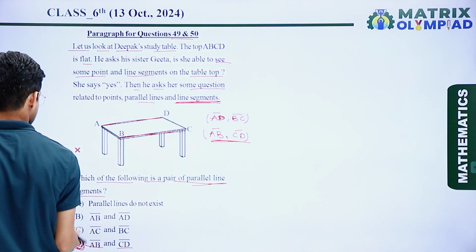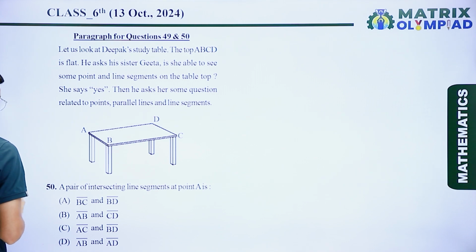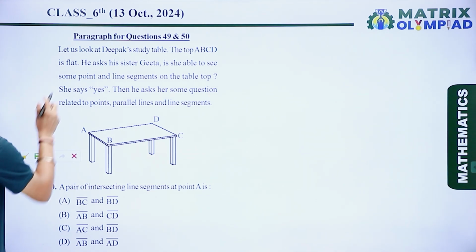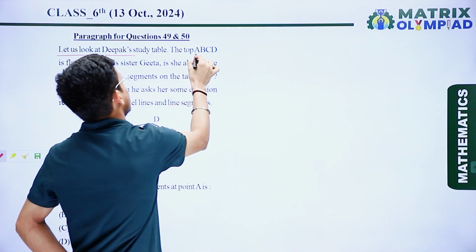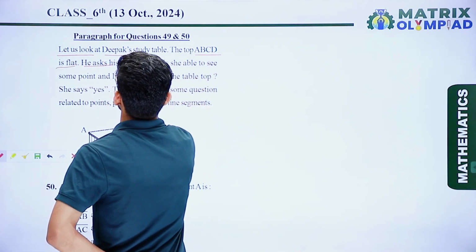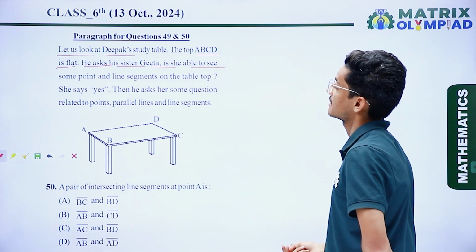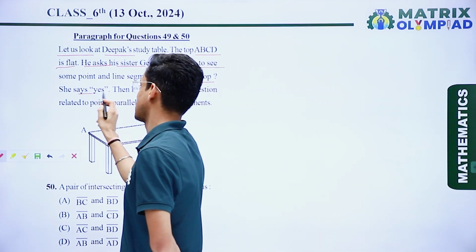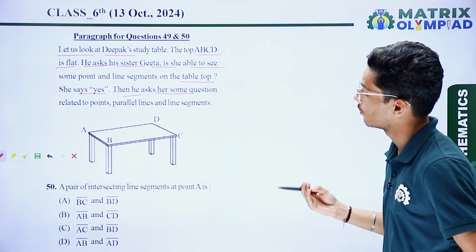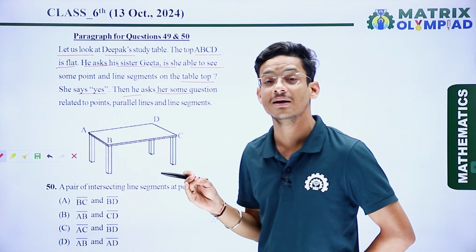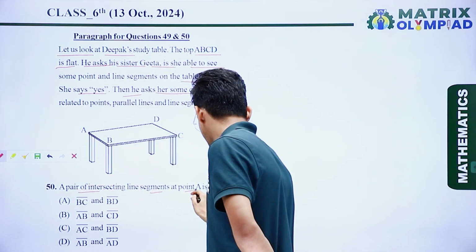So if I talk about the next question, that is again based on the same paragraph, which is, let's look at Deepak's study table. The top ABCD is flat. He asked his sister Geeta, is she able to see some point and line segment on the table top? She says yes. Then he asked her some questions related to points, parallel lines and line segment. Now the question is, a pair of intersecting line segments at point A.